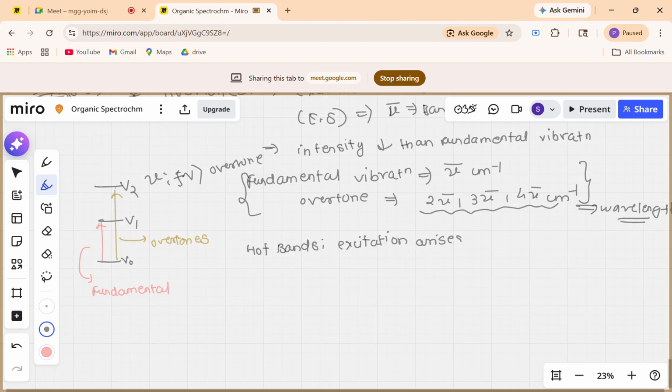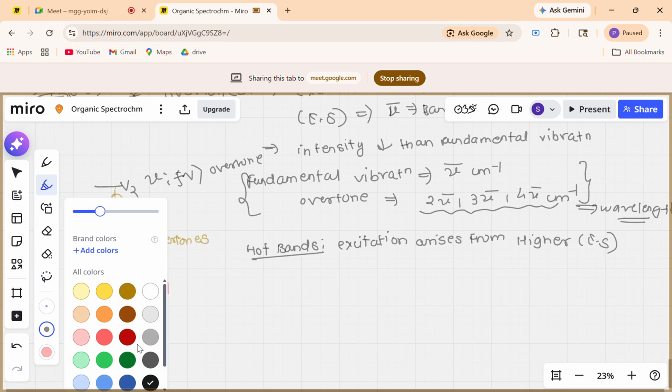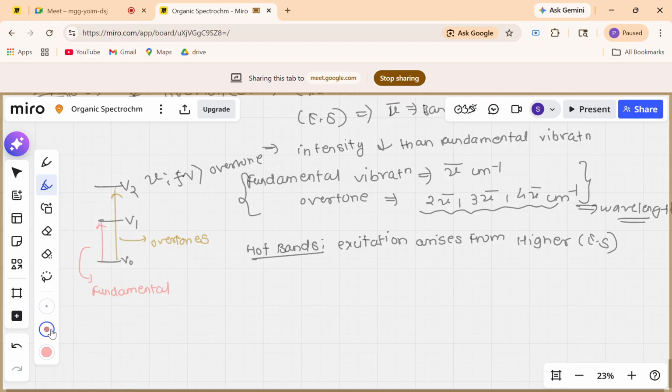These are your overtone, okay? And there is one more term called hot bands. So if the excitation arises from a higher excited state, then that is called a hot band.